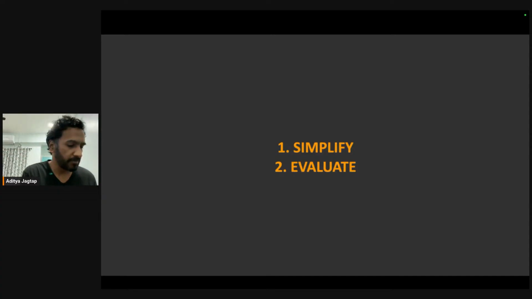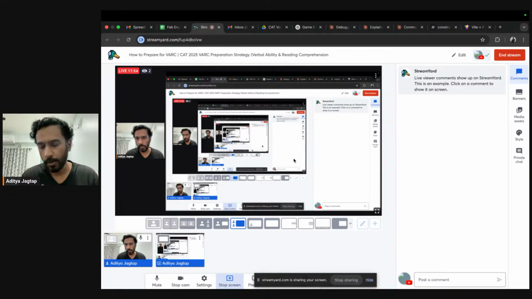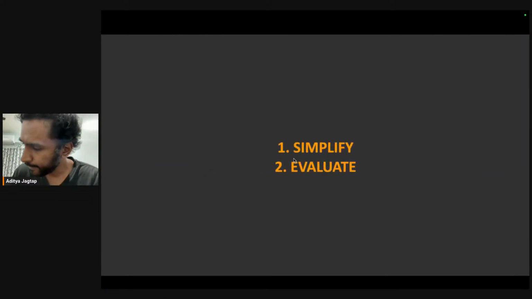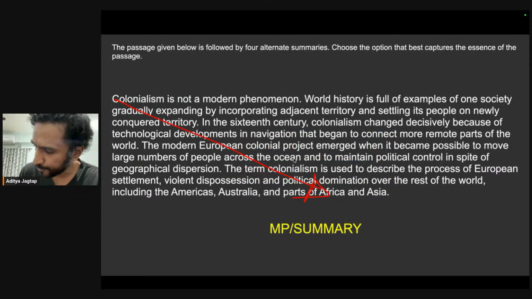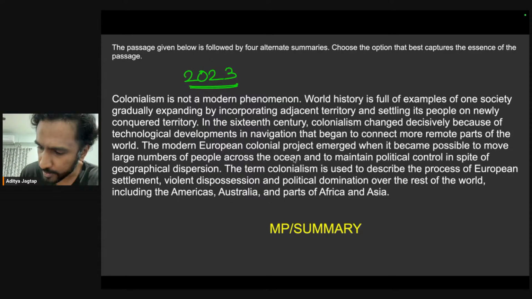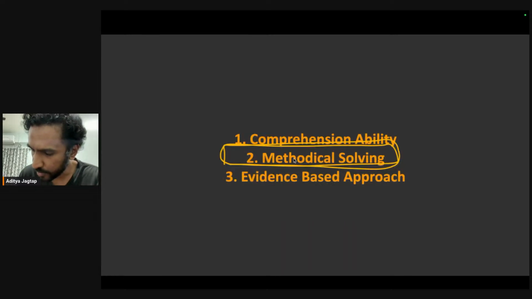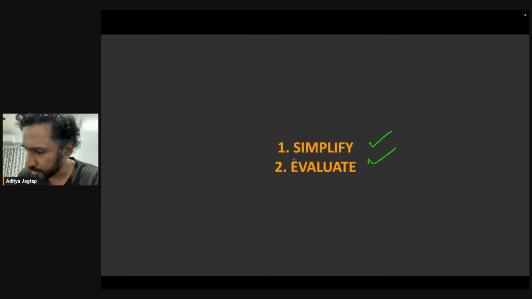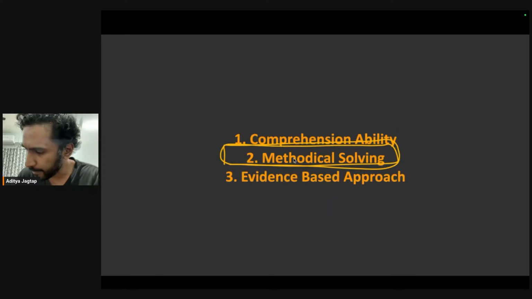Okay, so simplify and evaluate. I want to show this to you using an actual passage. Let's take a passage like this. This is a previous year question. Some of you may have already seen this. This is a 2023 question. I just want you to go through the passage again. I'll wait for a moment, and then using the options, I'm going to illustrate how to simplify and evaluate, which is our basic idea that we need to know, and then how to improve on that idea I'll discuss as I solve the first question.